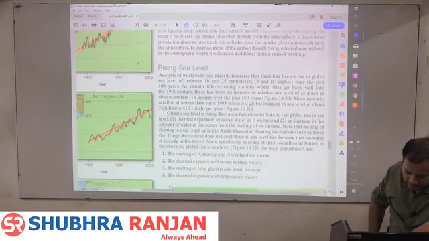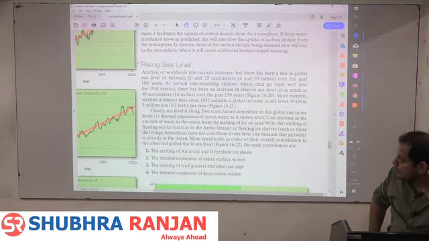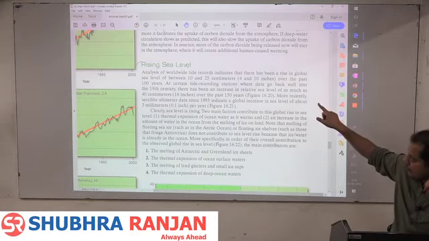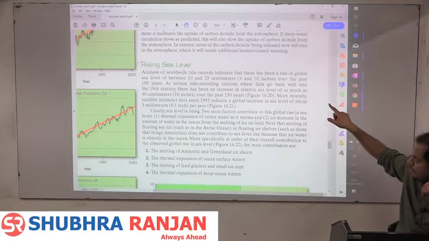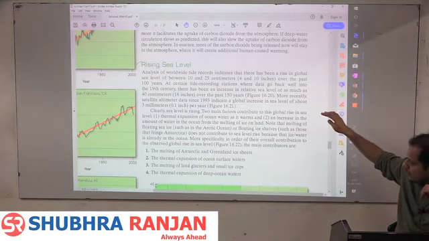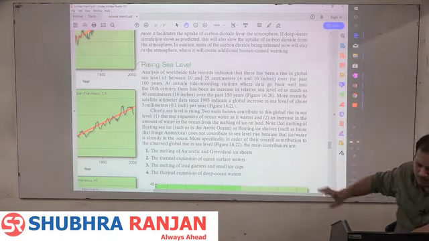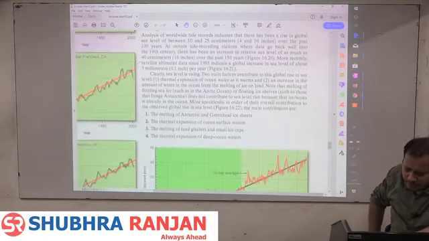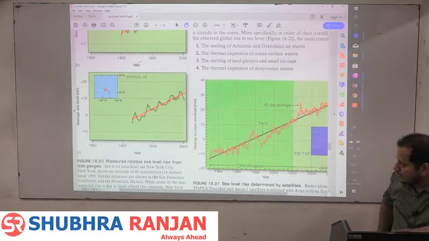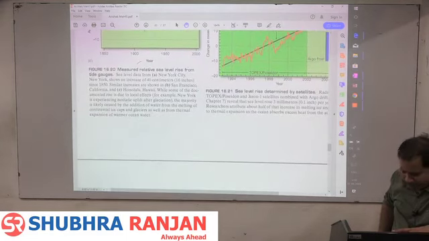And the last is rise in the sea level. Analysis of the worldwide tide records indicates that there has been a rise in the global sea level between 10 to 25 centimeters, and therefore this will result in submergence of the coastal regions, जिसके ऊपर हमने एक पूरा डिस्कशन किया था. इन ग्राफ्स को छोड़ दो.